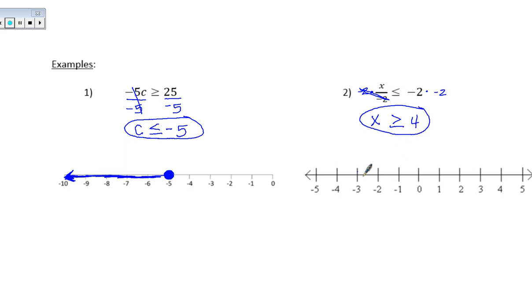So then go ahead and graph this on your number line. We're going to put a closed circle on number 4. And a number that would make this true, we could plug in a 5 for x here and say, well, 5 is greater than or equal to 4. So we're going to shade to the right of that closed circle.